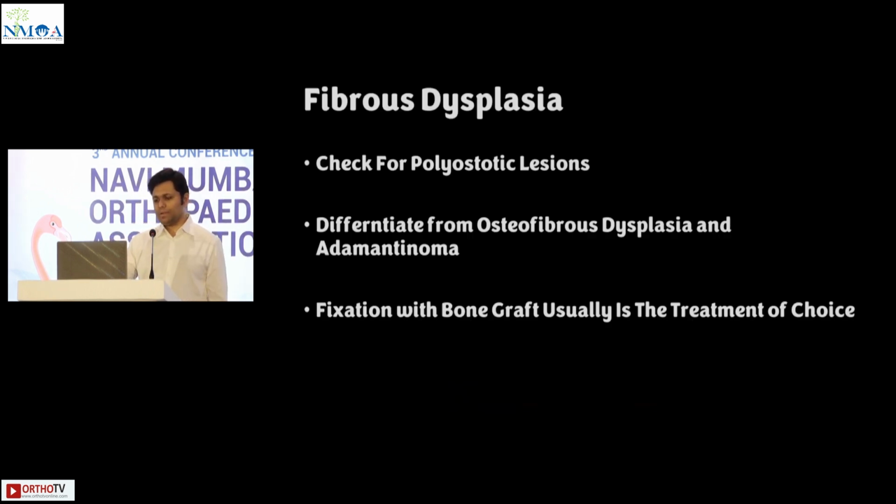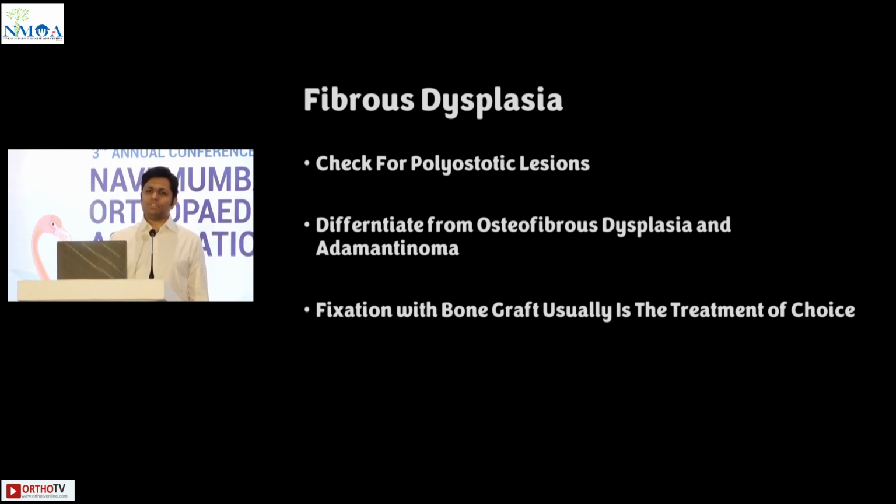Fibrous dysplasia. Now, this is again one common benign bone tumor that we see, and this could be either a single focal lesion or polyostotic. So, to check for polyostotic lesions, examine thoroughly, get multiple X-rays, and differentiate it from an osteofibrous dysplasia and an adamantinoma. Now, this you do on the MRI and the biopsy.